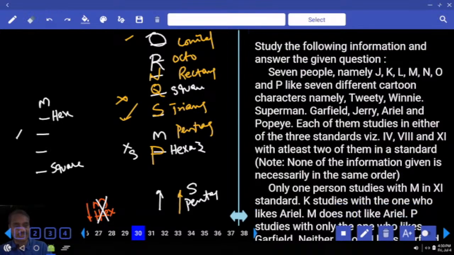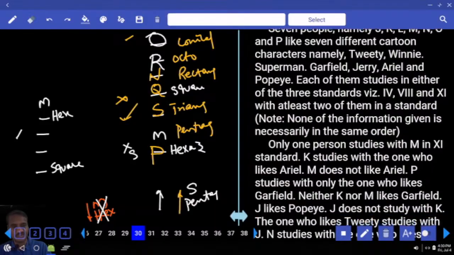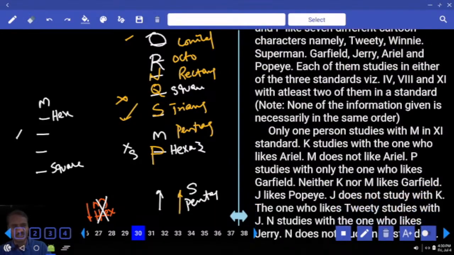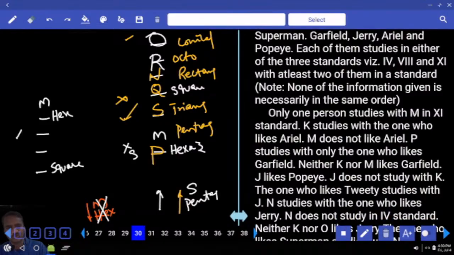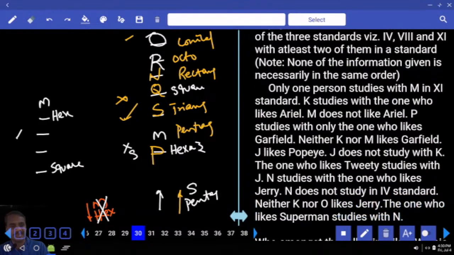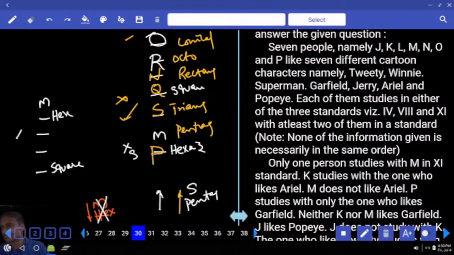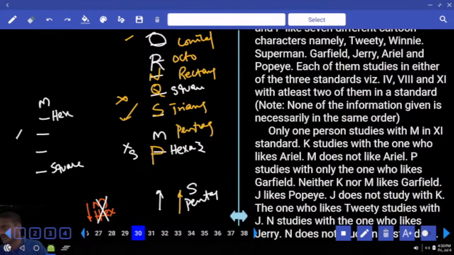Now here 7 people were there and 7 different cartoons. And each of them studies in 3 different classes, standards: 4, 8 and 11. Then at least 2 in a standard. At least 2 means 2, 2 and 3 is the possibility. What is the possibility we have? 2, 2 and 3.